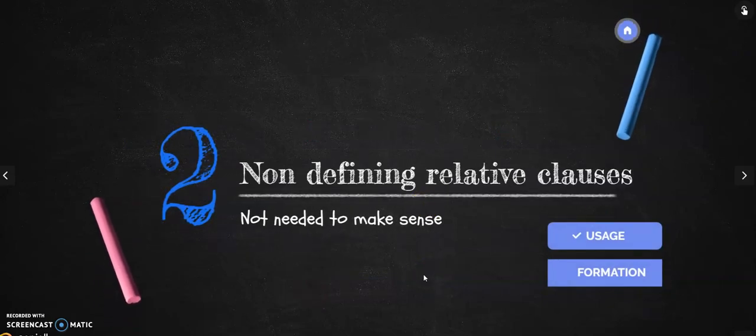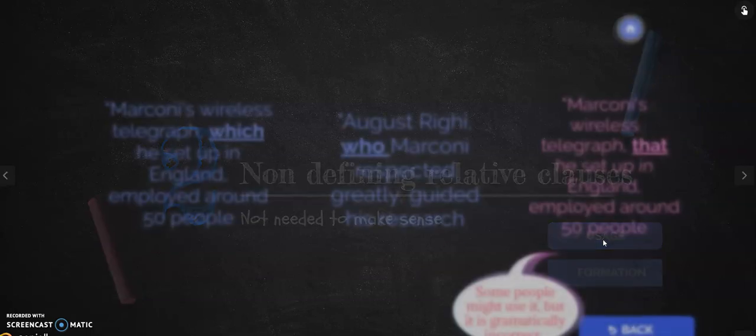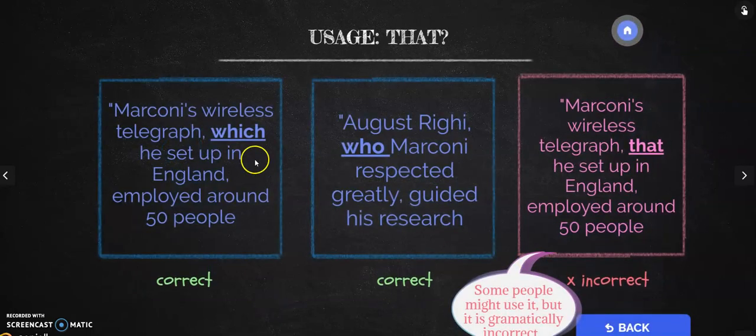Well, in this case, with non-defining relative clauses, what happens is that I introduce in the main sentence a relative clause because I want to add extra information, or information that is interesting and regarding a part of the sentence that I've already mentioned. I want to add more information, but it is not needed to make sense of the sentence, right? So let's have a look at some examples here.